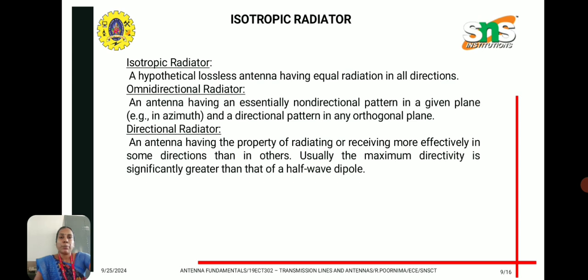An isotropic radiator is a hypothetical lossless antenna having equal radiation in all directions. Other antennas are the omnidirectional radiator and the directional radiator, where the omnidirectional radiator has an essentially non-directional pattern in a given plane, and the directional radiator has the property of radiating or receiving more effectively in some directions than others. Usually the maximum directivity is significantly greater than that of the half-wave dipole.